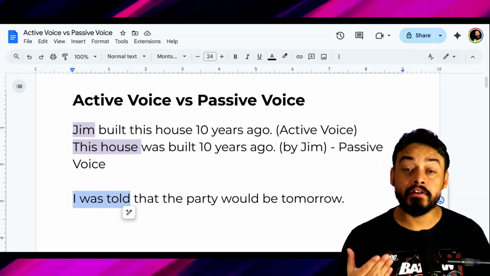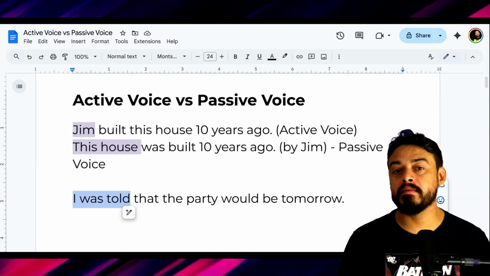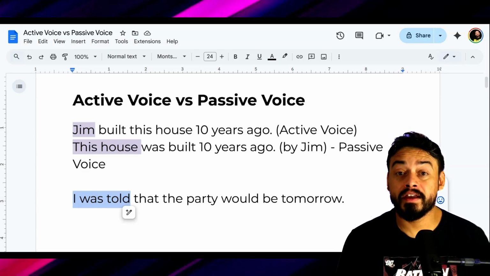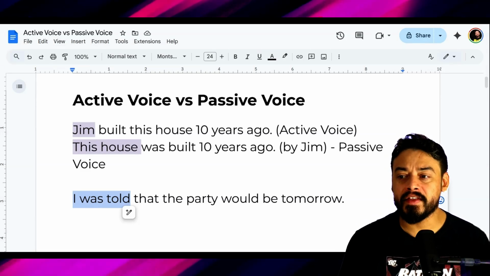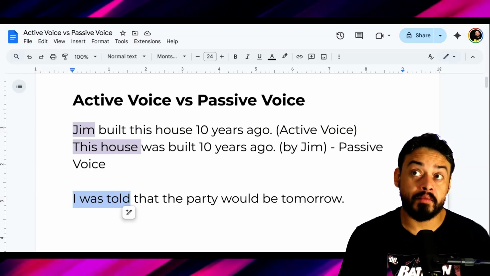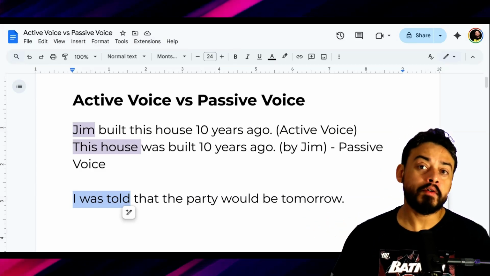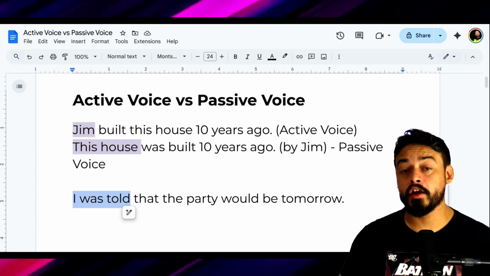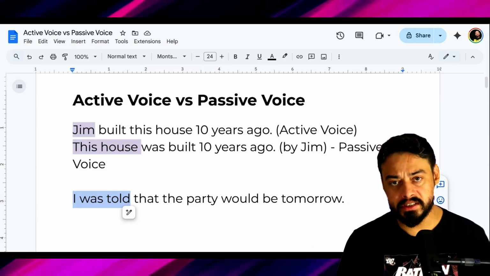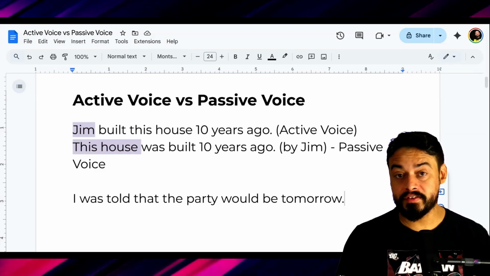But here, I'm not telling you who told me that. So maybe my friend told me that. Maybe my brother told me that. Maybe my boss told me that. We don't know because I'm not saying that. All I'm saying is that I was told that the party would be tomorrow. So it is possible for a person to receive an action, in this case, me, right? I was told. But most of the time, when we think of passive voice, we think of an object that receives the action. For example, this house was built 10 years ago.